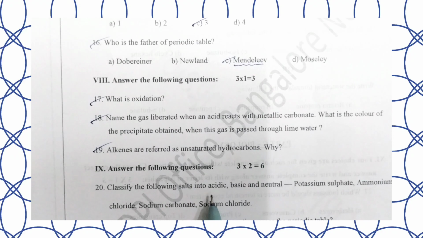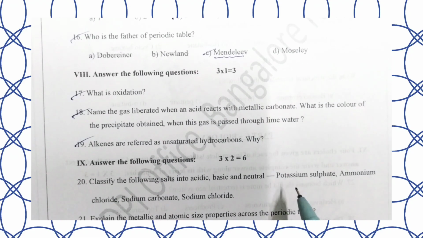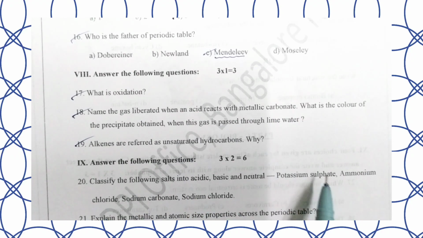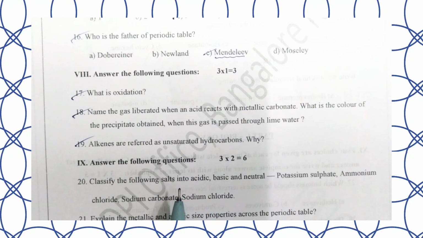that is classify the following salts into acidic, basic and neutral. So let us classify them. That is first one is potassium sulfate, ammonium chloride, sodium carbonate, sodium chloride. So let us classify them as basic, acidic and neutral salts.